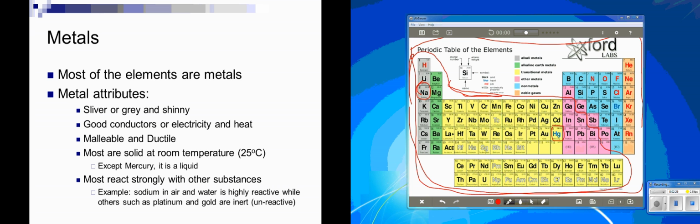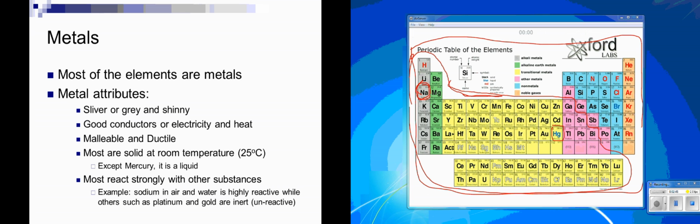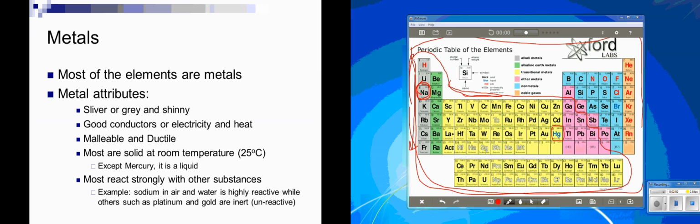Now, also, most react strongly with other substances. For example, sodium in air and water is highly reactive, while others such as platinum and gold are inert, so they're unreactive. Going back to sodium, everything going down within this family, our alkali metals, gets more reactive as you go down that family. We don't have any in the school here, but if you were to get a solid chunk of sodium and throw it into a pail of water, it would blow up. And I mean, look on YouTube, you can see the reactivity of some of these elements.